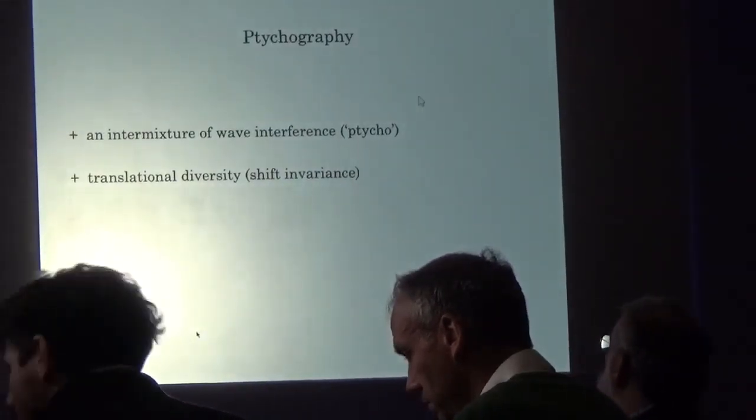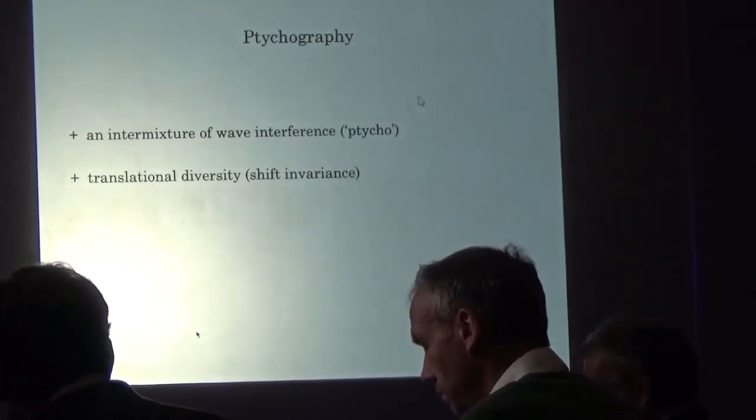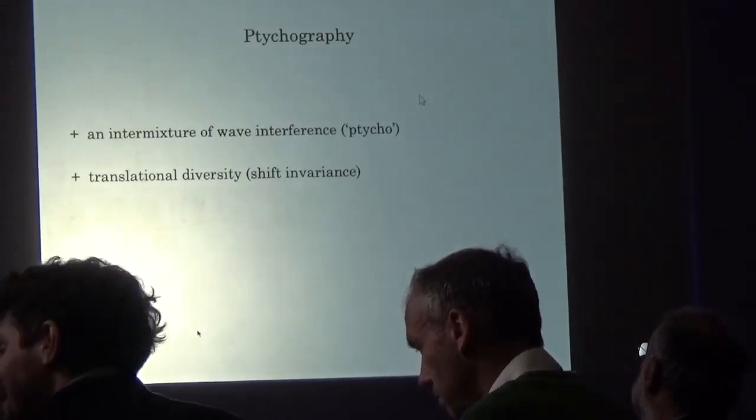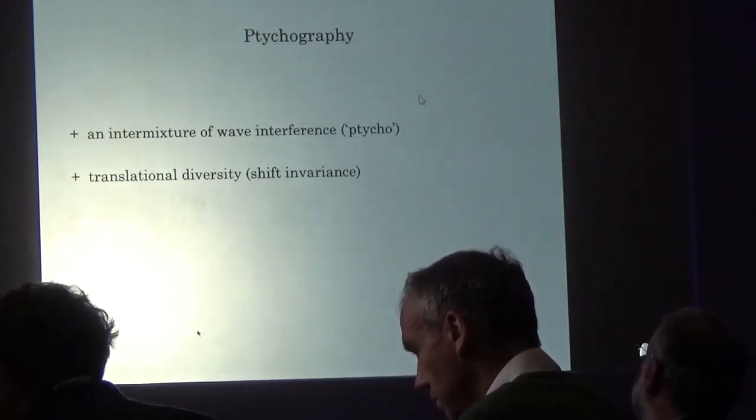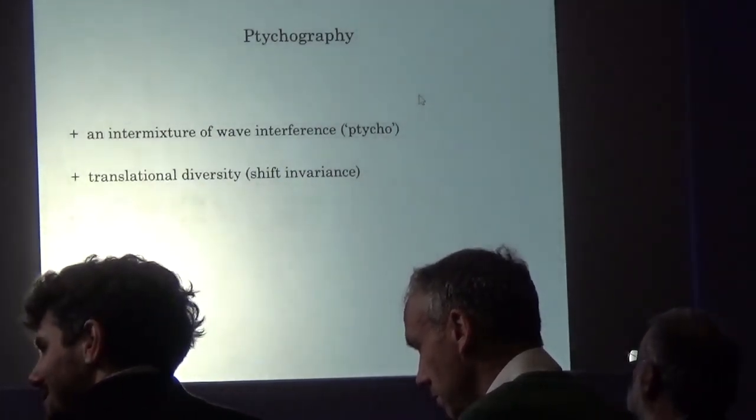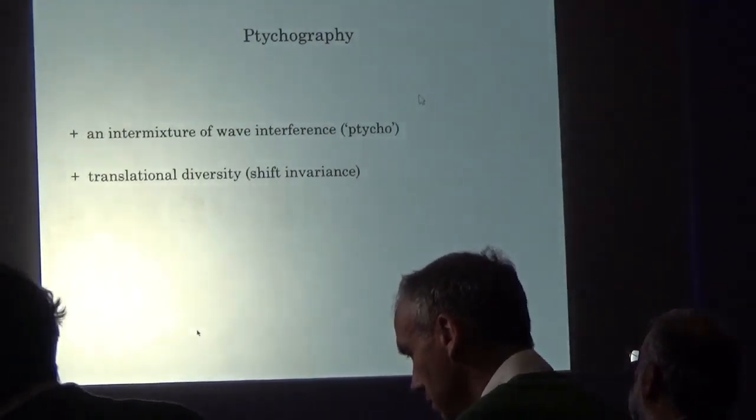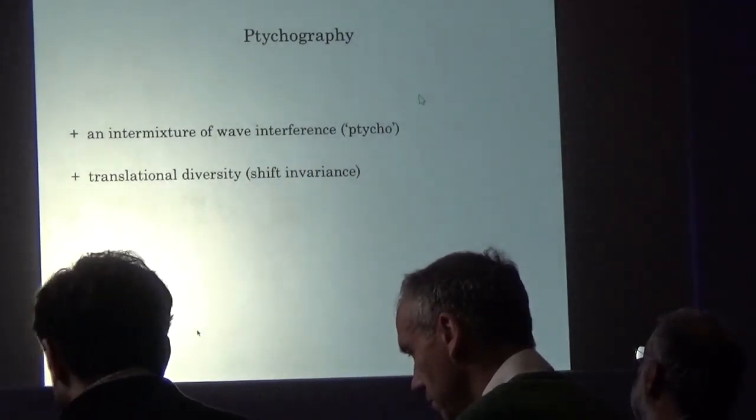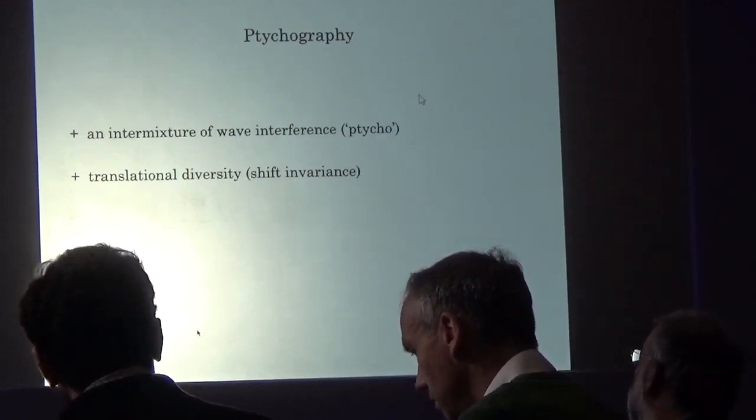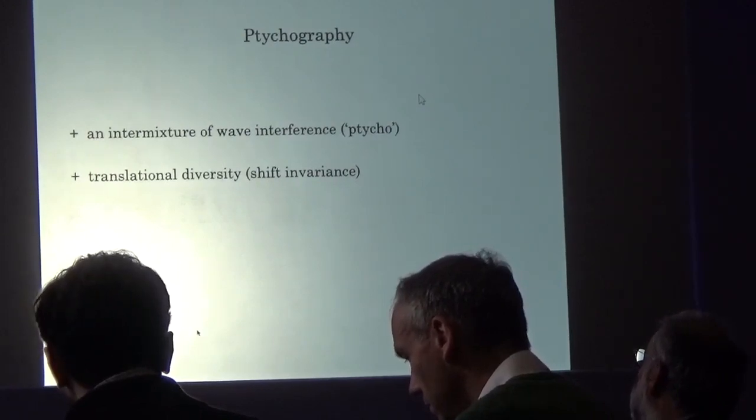The name was intended to imply a way of recovering the phase of a wave. And it has two components. We have to have an intermixture of wave interference, and that intermixture is folding, since ptycho means to fold, and translation diversity, which is shifting, which I'll explain.